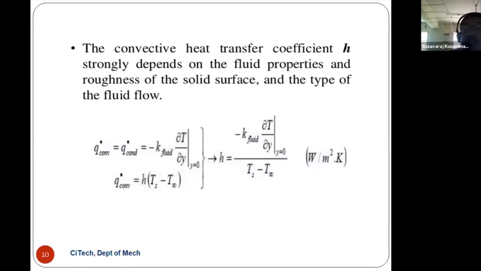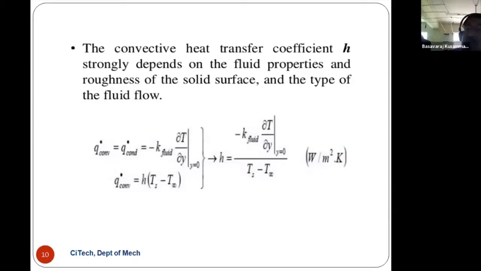So how? The convective heat transfer coefficient h strongly depends on the fluid properties. Remember that h strongly depends on the fluid properties. What are the fluid properties? Density, dynamic viscosity, Prandtl number, and thermal conductivity of the fluid. The convective heat transfer coefficient h also depends on the roughness of the solid surfaces. If roughness is there, what happens? Whether h decreases or increases?